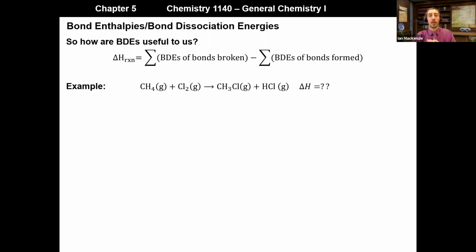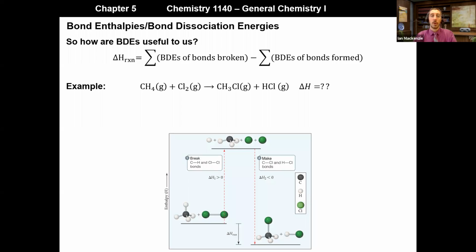Well, let's do a reaction between methane, which is CH4, and chlorine to generate methyl chloride, CH3Cl, and HCl. And we don't know the enthalpy of reaction for this equation. Well, we have this picture here where we can describe what's going on in terms of just talking about bond enthalpies.